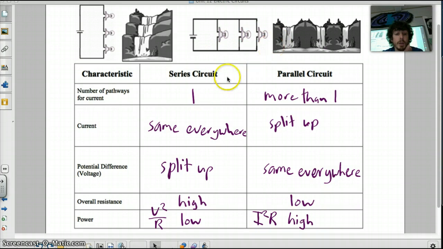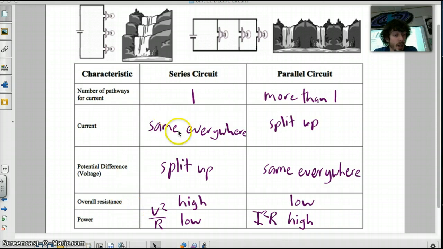We'll get there. The current in a series circuit is the same everywhere, whereas in a parallel circuit, it's split up over each of the paths. Conversely, in a series circuit, the voltage is split up over each resistor, whereas in a parallel circuit, it's the same everywhere. You can look at these pictures of waterfalls and think about how those work for the current and the voltage. Think about the potential difference, the height of the hill, and where the flow is. The water flow is the current. Resistance in a series circuit is high, so these resistances are all going to stack up, whereas in a parallel circuit the resistance is lower because there are more pathways that the current can take.